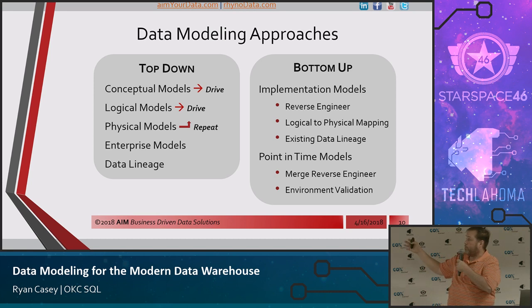The other model is the bottom up, where we were talking about using the reverse engineering features. And that's where we're going to reverse engineer. We're going to try to identify the logical and physical layers from that. And we deal with the existing data lineage. And those are basically the 2 different methods you can use when you're modeling and using the modeling tools.